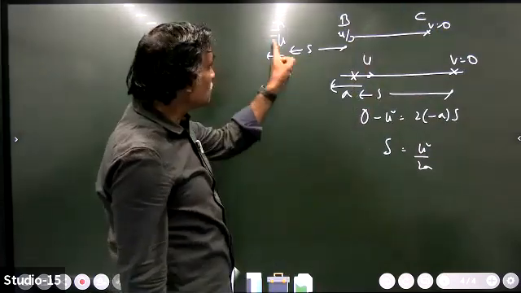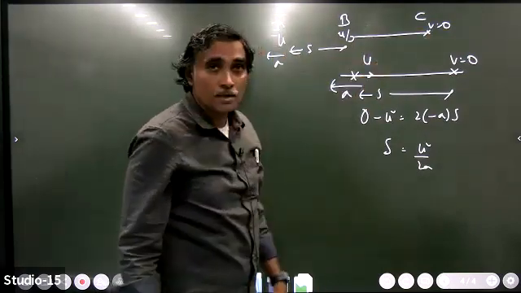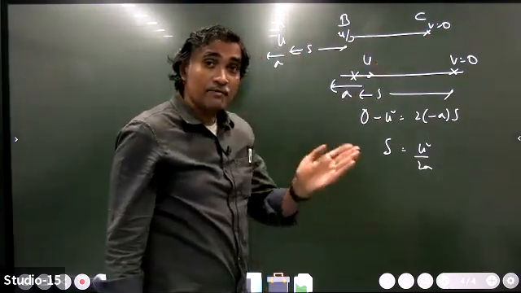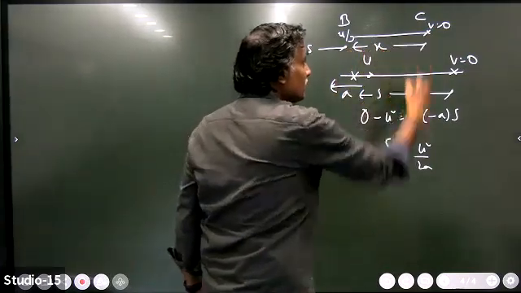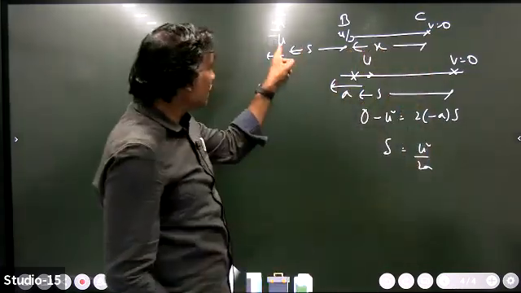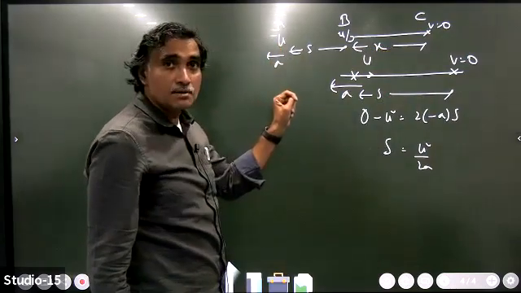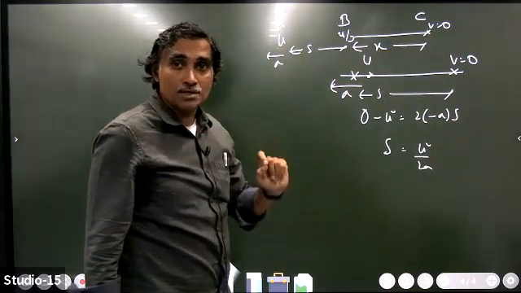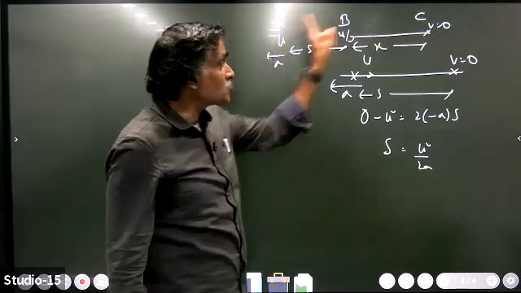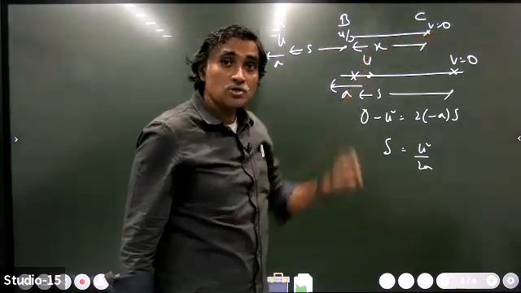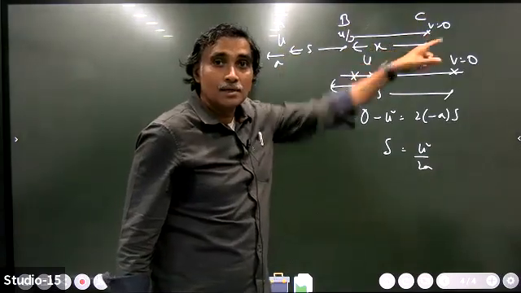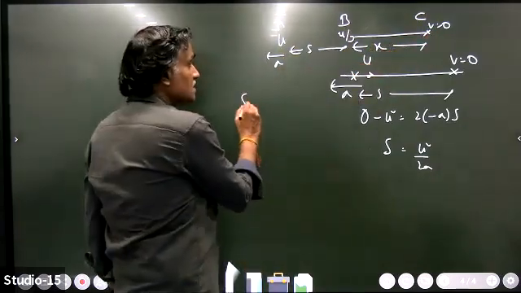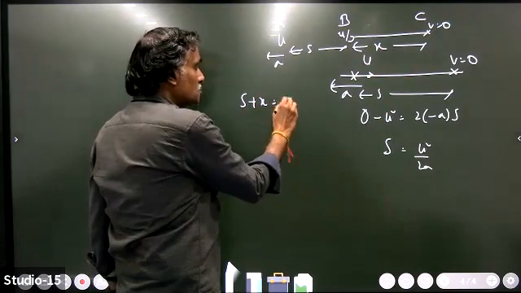Now if you consider motion from A to C, what is the further distance it travels before it stops? Let this further distance be x. Now consider motion from A. Velocity at A is the initial velocity, that is u. And it stops at C. Then what is the stopping distance from A? s plus x. Then what is the equation? s plus x equal to u square by 2a.